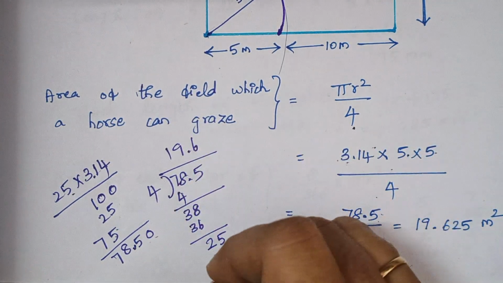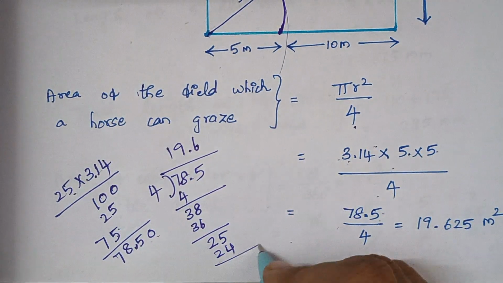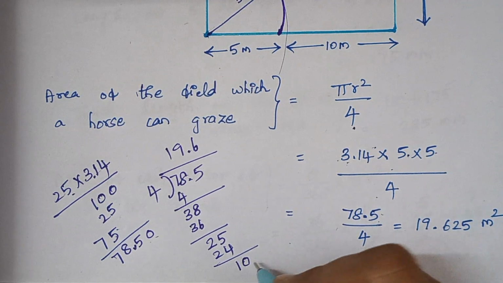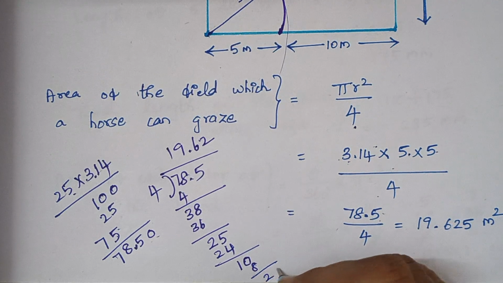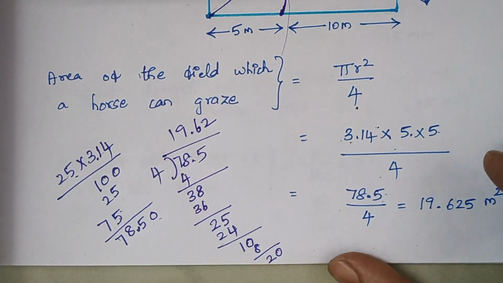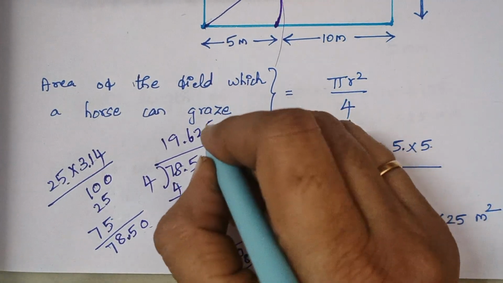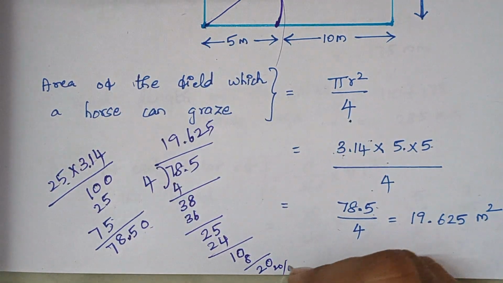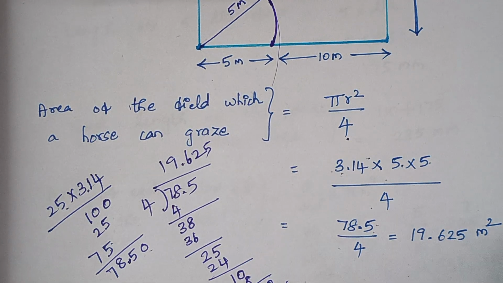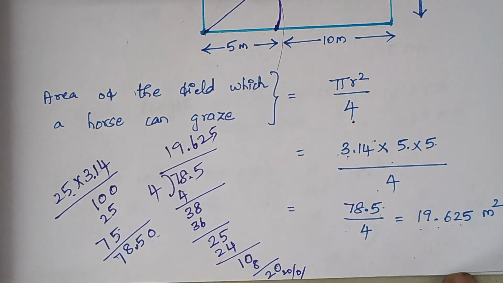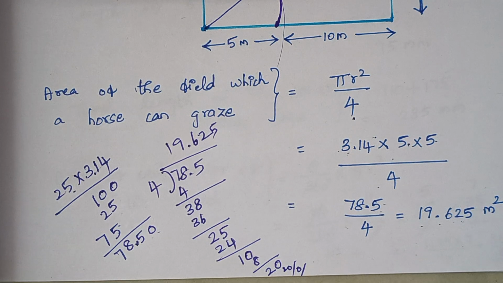So again 6 4s are 24, right? Balance is 1 and again 0. So 4 2s are 8 and again the remainder is 2 and we are adding a 0 again. So finally 5 4s are 20. So we are ending up with 0. So here the area of the part where the horse grazed is 19.625 meters square, right? This is the calculation here.